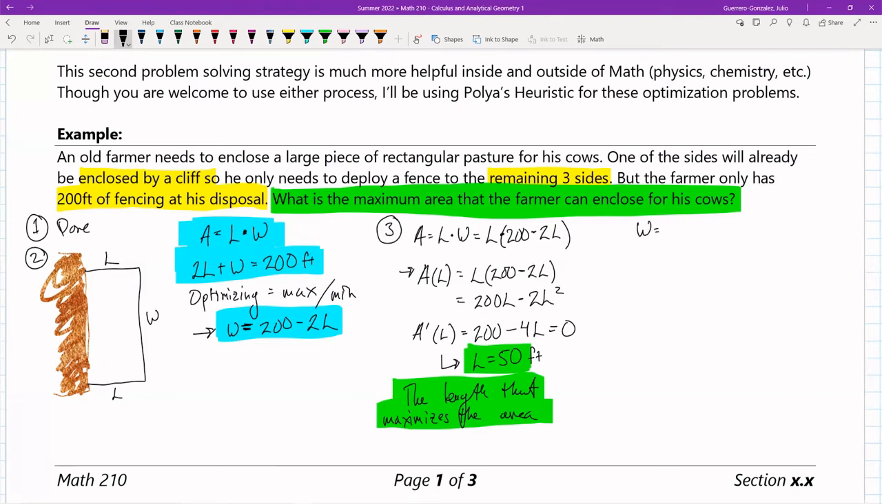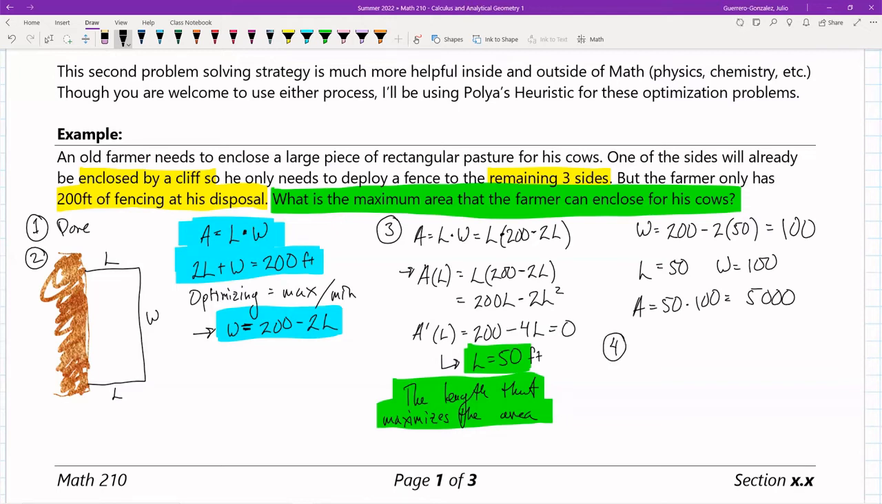So the width is going to be, we're going to use our original equation from the constraint, 200 minus 2 times 50. And that is going to be 2 times 50 is 100, it's going to be 100. So my length is equal to 50. My width is equal to 100. Okay, so then my area is going to be 50 times 100, which is 5,000.